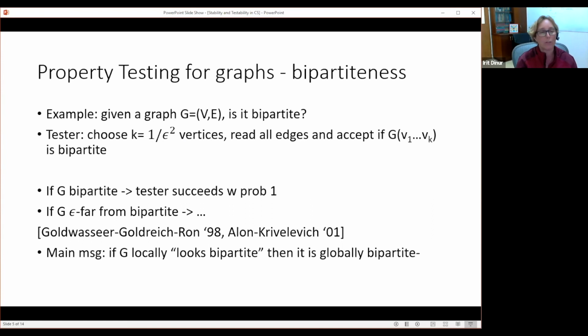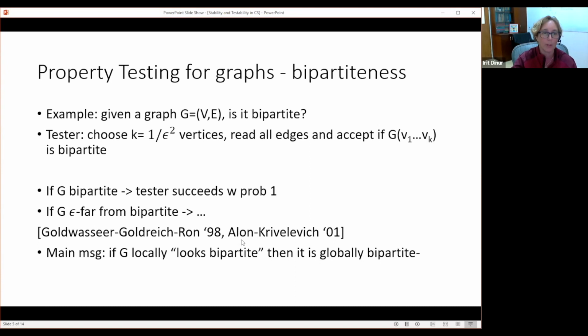So, what do we take from this so far? If you have a graph that on local pieces looks bipartite, then the theorem of GGR and Alon and Krivelevich is that it must be globally bipartite. So this property is testable.